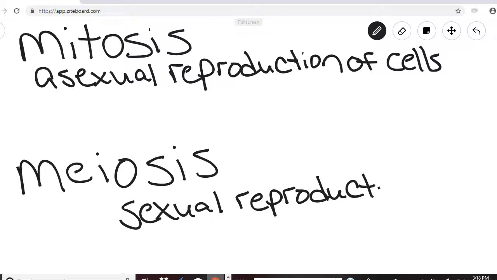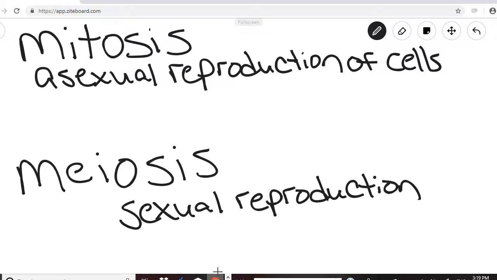So sexual reproduction by organisms that result in offspring. Now, previously in this course, we have talked about asexual reproduction as the way that things like bacteria or certain organisms like sponges or some fungi reproduce.